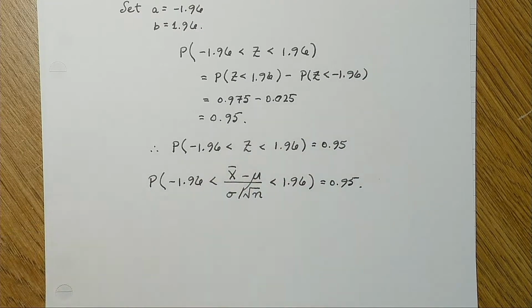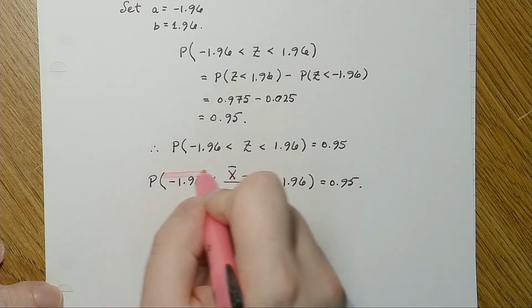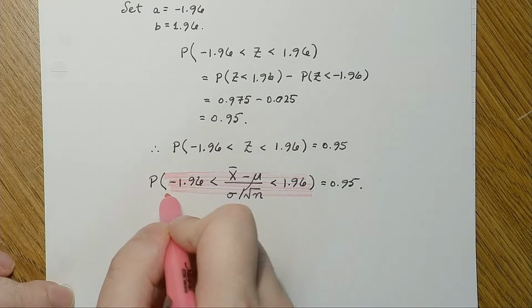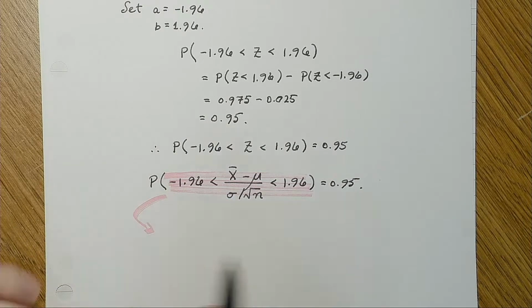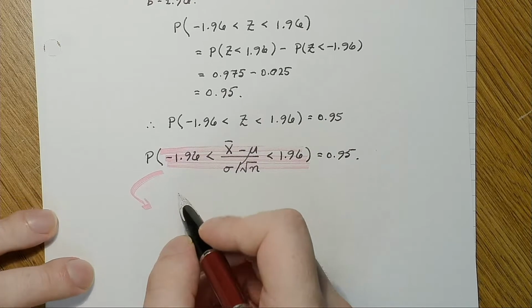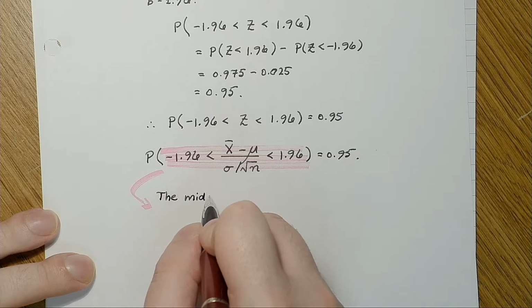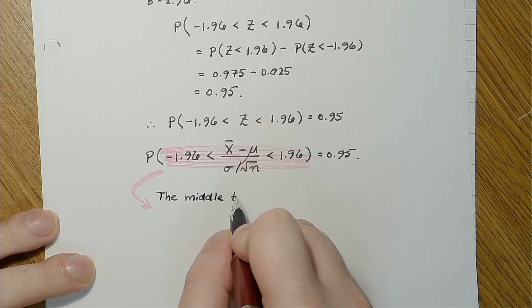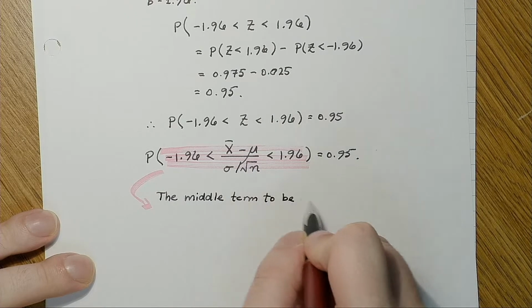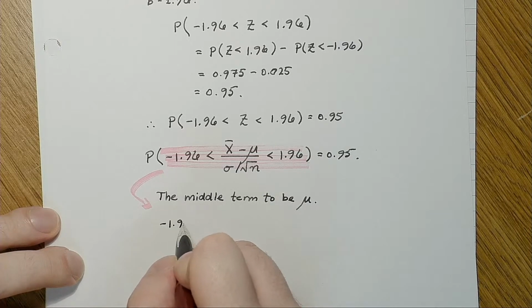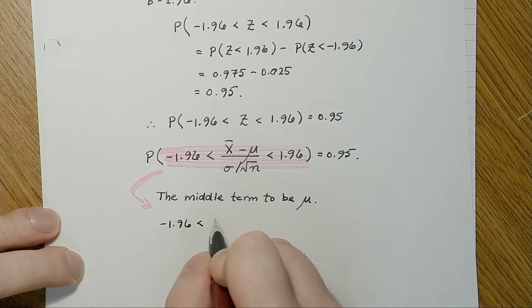So let's just take a highlighter. What I would like is this inside part right here. We'll just work with a little bit of this. So I would like the middle term to be mu. So what I get is minus 1.96. I'm just kind of rewriting it.